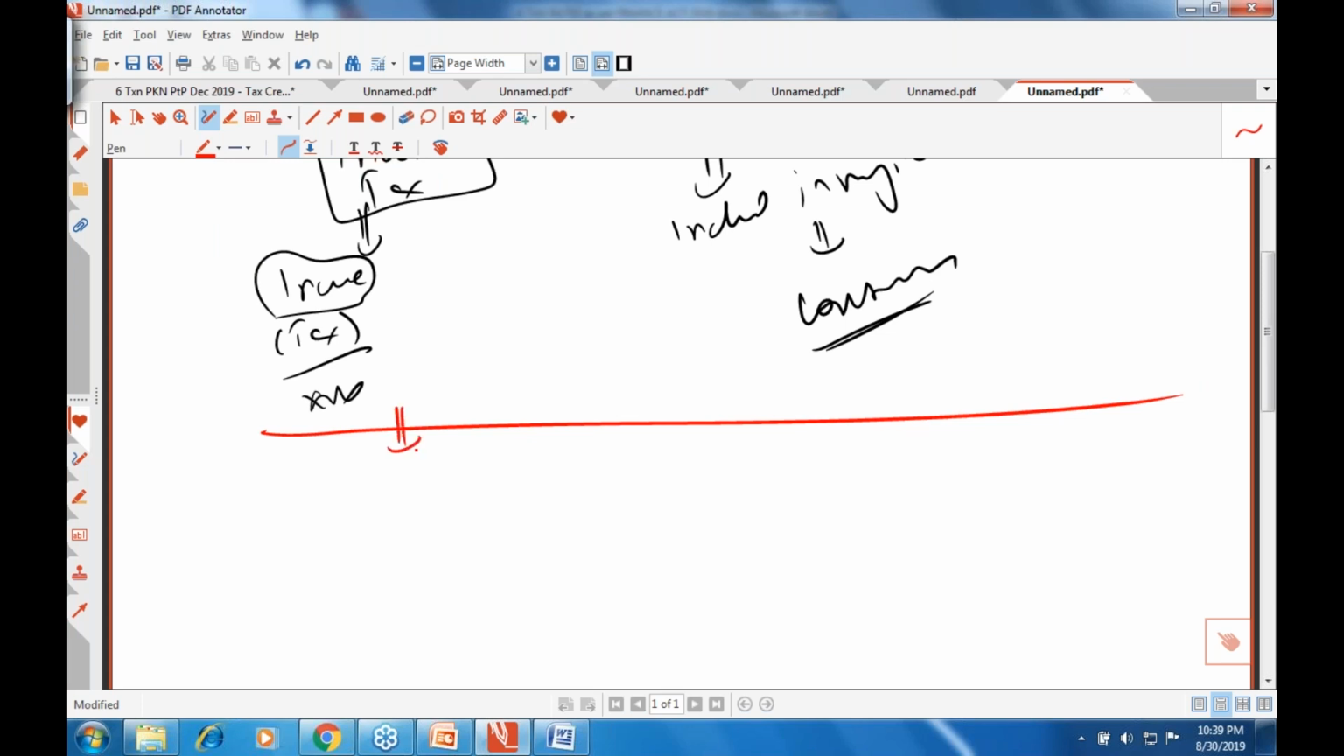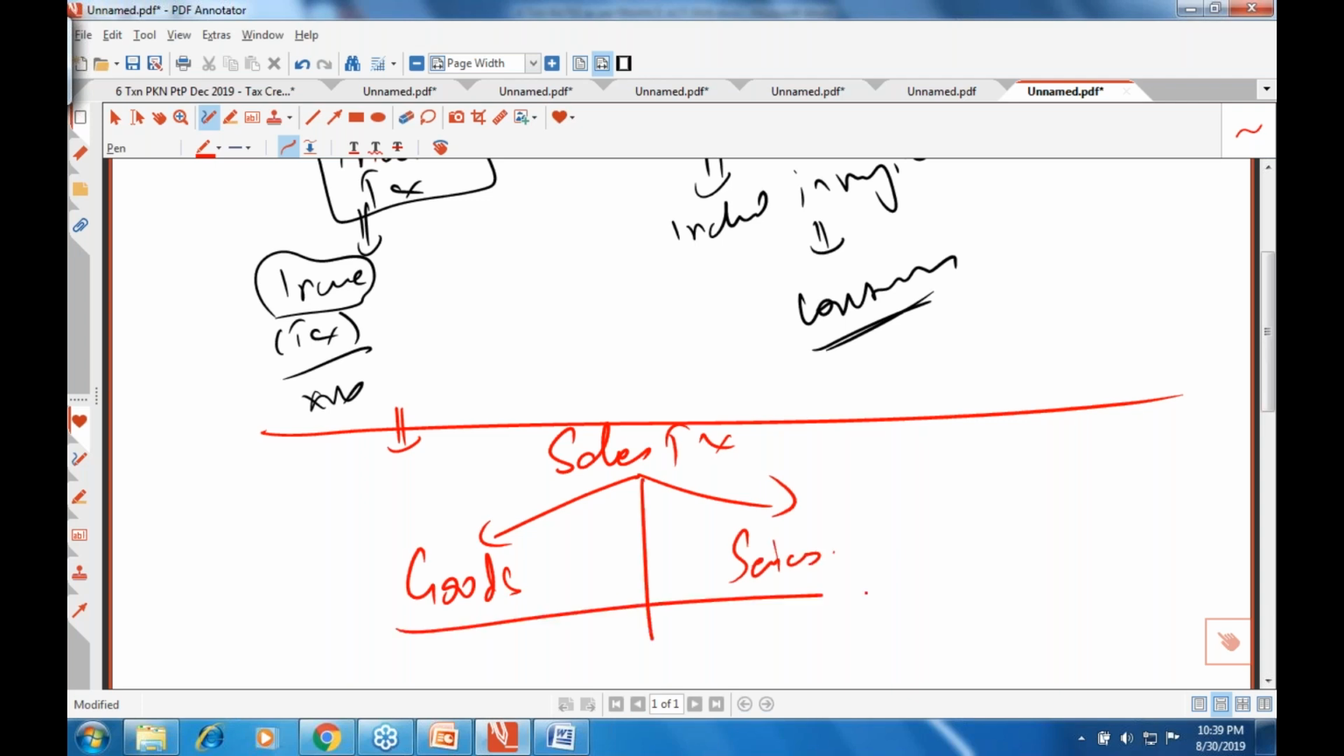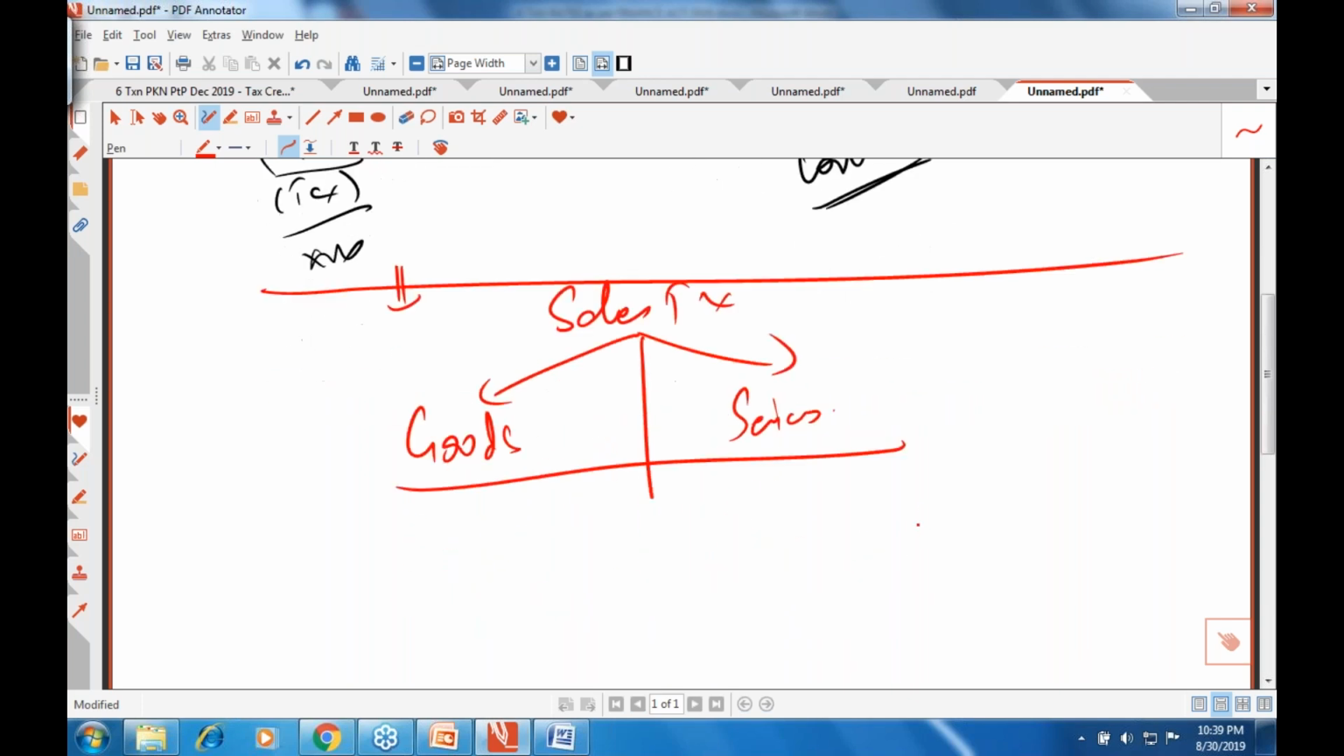One of those things is basically that the sales tax can be imposed on goods, and the sales tax can be imposed on services. So when we talk about imposing the sales tax on goods, this is the domain of FBR, the Federal Board of Revenue. And when we talk about the sales tax on services, this is the domain of the Provincial Sales Tax Authority.